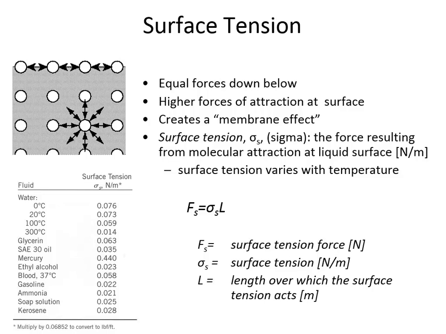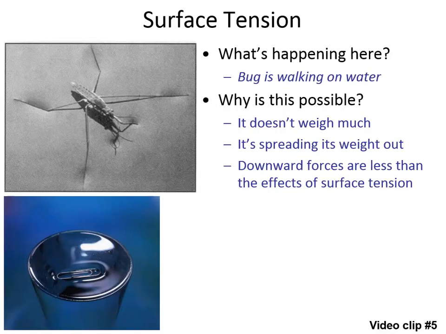And we can find the magnitude of the force of surface tension by multiplying the surface tension constant by the length over which the surface tension acts. And so in the case of the bug, for example, if we want to know what sort of surface tension force the water can resist, you know, how heavy can the bug be?